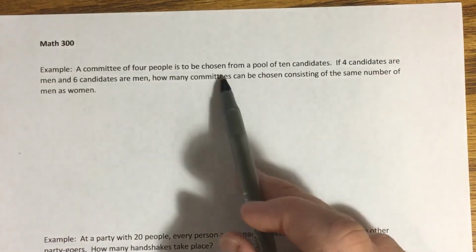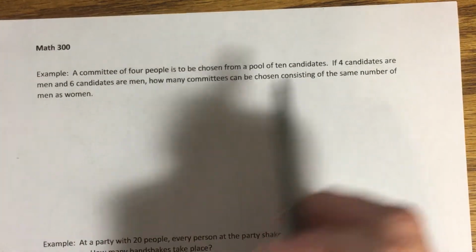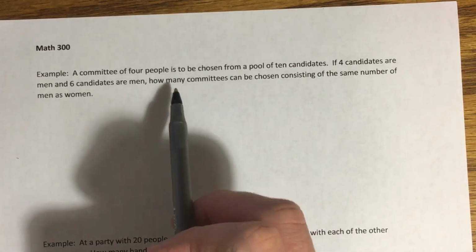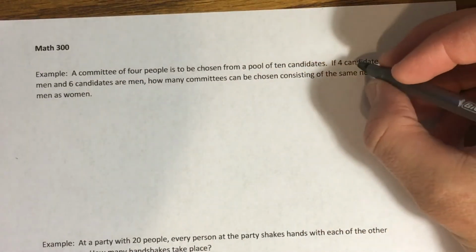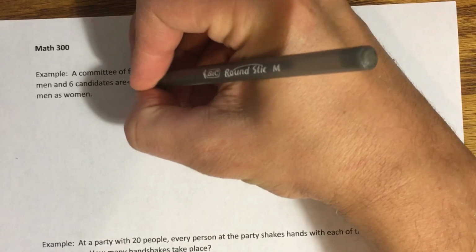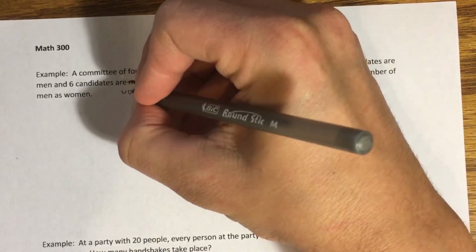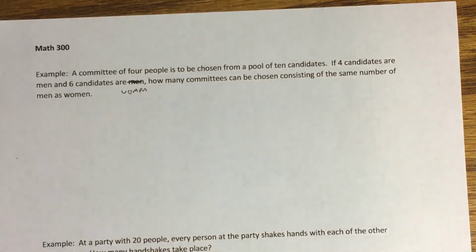Now, of these 10 candidates, 6 of them are men, and they both say men. So it actually should have been 4 of them are men, and 6 candidates are women. Okay? It says how many committees can be chosen consisting of the same number of men as women. Well, if it's a 4-candidate committee, that means that we want 2 men and 2 women on this committee.